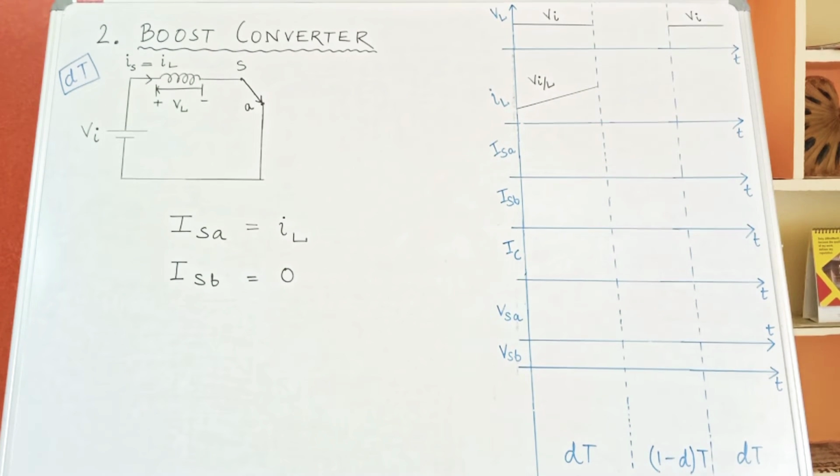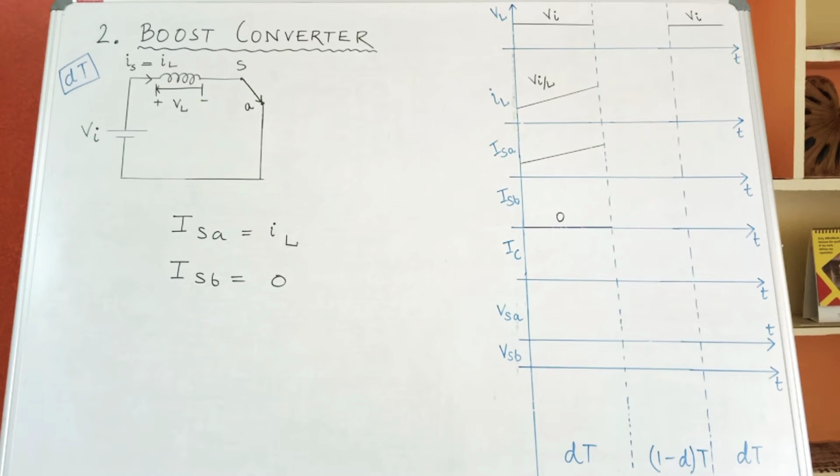Now we will calculate the value for ISA and ISB. If you look into the circuit, ISA is nothing but the inductor current IL or the source current IS. Hence, ISA can be written as equal to IL. And since the B point is not connected in the circuit, ISB will be considered as 0. Next, we will plot the values of ISA and ISB as calculated. Since ISA is equal to IL during dT period, it will have a positive or a rising slope of Vi by L as indicated in the waveform. And since ISB is equal to 0 during dT period, I have indicated 0 by making the x-axis bold and written the value 0 during dT period.